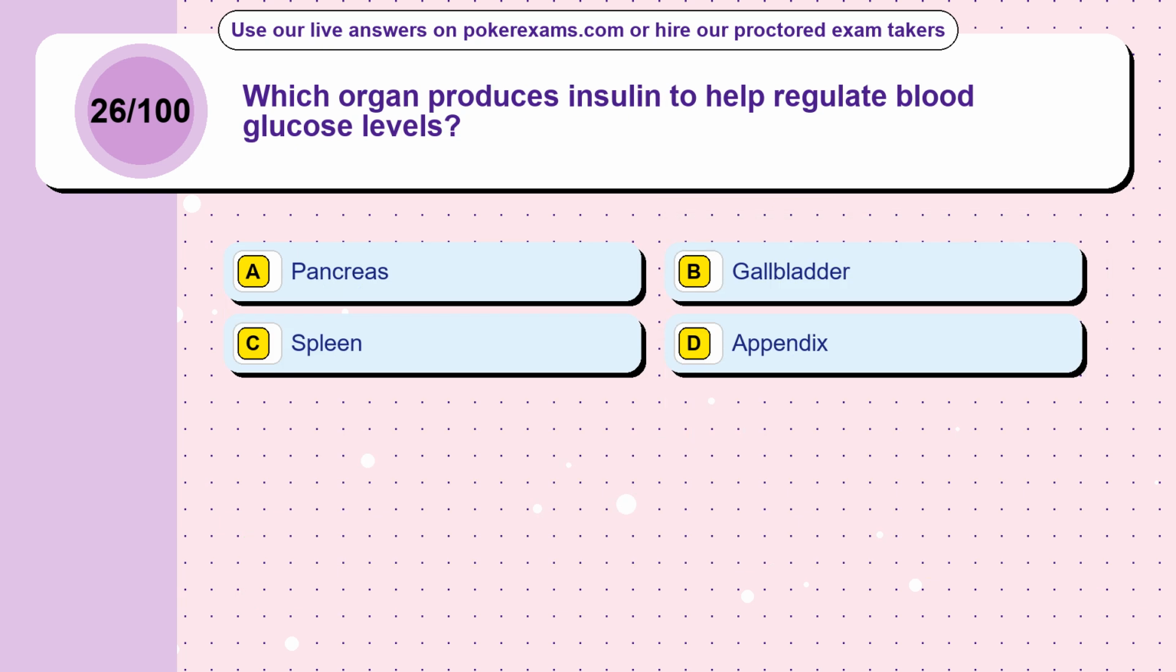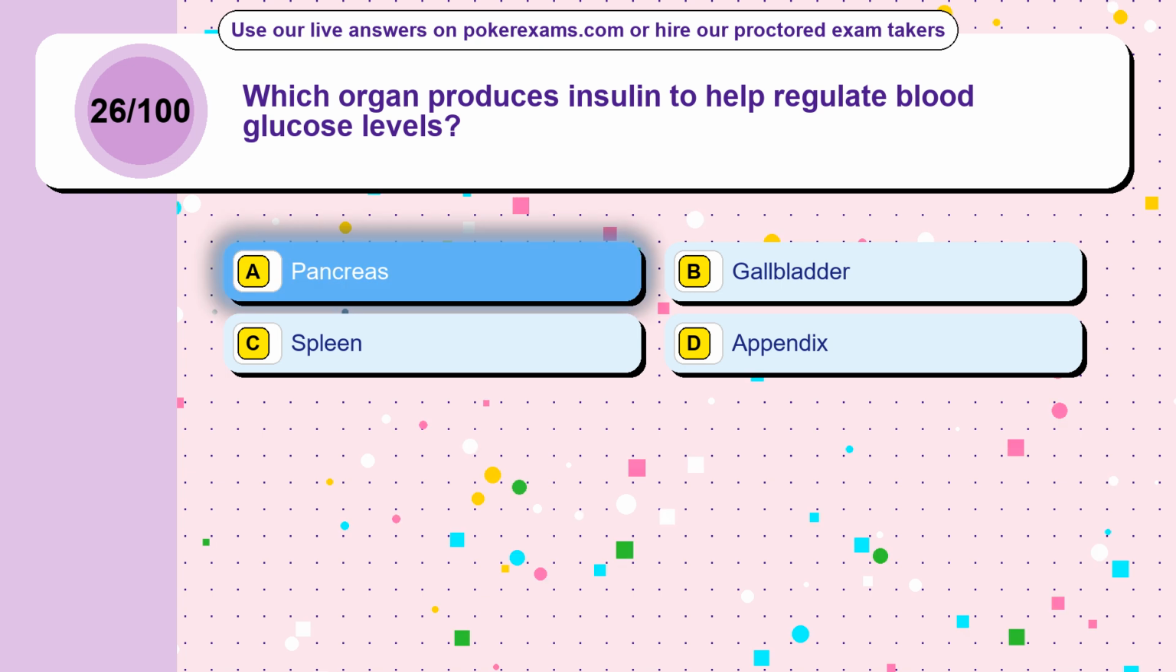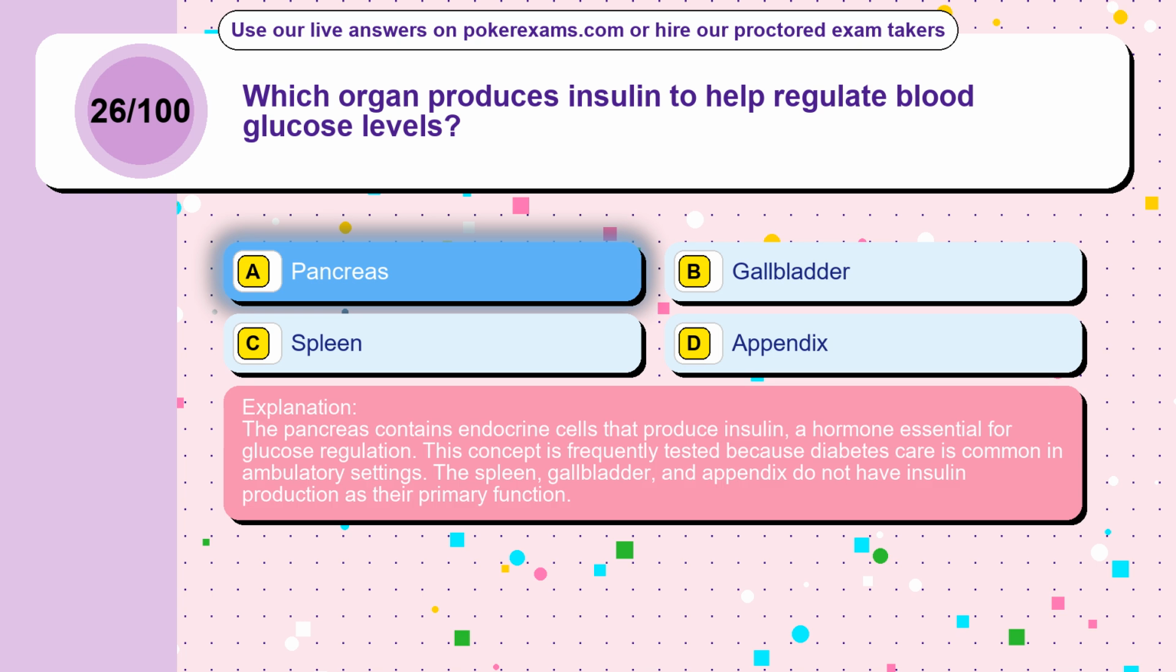Question 26. Which organ produces insulin to help regulate blood glucose levels? Option A, pancreas. Option B, gallbladder. Option C, spleen. Option D, appendix. The correct answer is option A, pancreas. The pancreas contains endocrine cells that produce insulin, a hormone essential for glucose regulation.